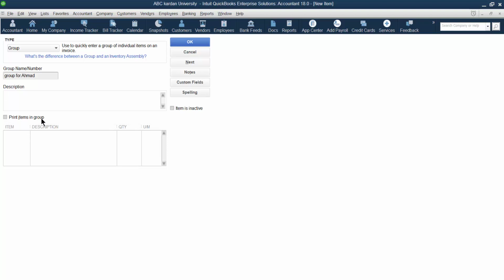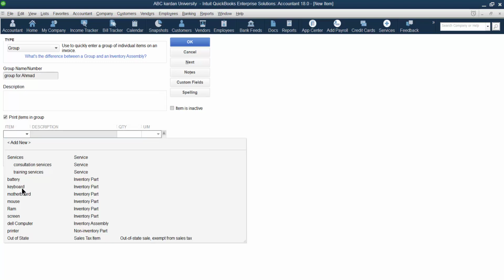Then print item in group, right? While printing this, it decides whether the item should appear or not. Right now, the item may not appear. If you click on this one, the item may appear. I will show you later on. So which item does Ahmad want to purchase regularly from your business?